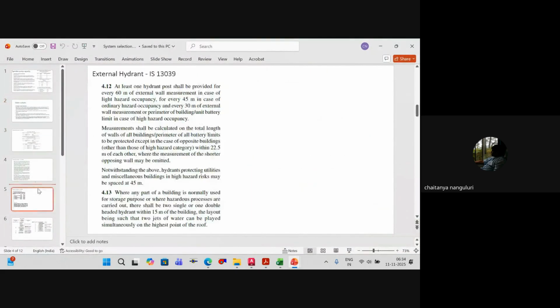If you consider your external hydrant, a post shall be provided for every 60 meters of external wall in case of light hazard, every 45 meters in case of ordinary hazard, and every 30 meters in case of high hazard building. Now, in our case, it comes under light hazard or not? Yes. So if it is light hazard, then automatically this entire system, total length divided by 60 meters.